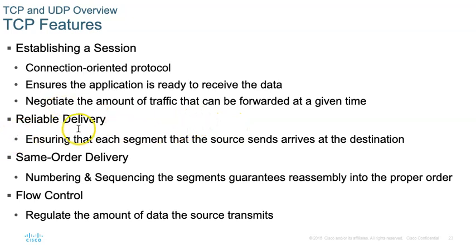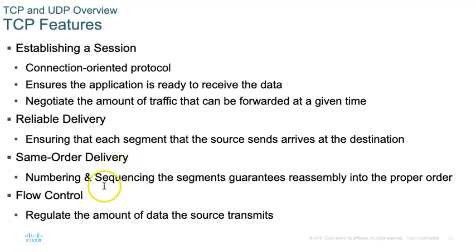Next thing, reliability. TCP ensures that each segment that the source sends arrives at its destination. Well, how does it do that? It goes and asks, did you get it? Did you receive it? If you didn't, please let me know, and I can send it back. All right, so this is same-order delivery: 1, 2, 3, 4, 5.